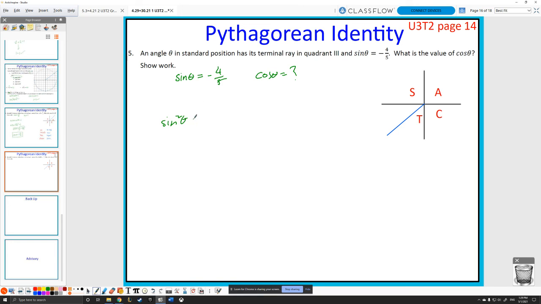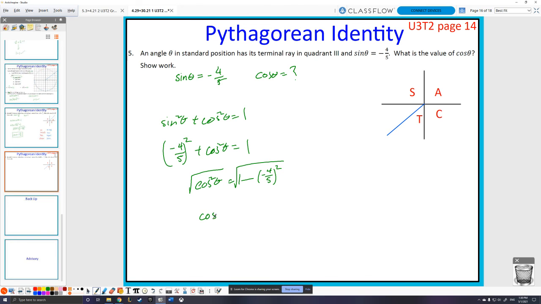Sine squared plus cosine squared is equal to 1. Sine is negative 4/5. And I don't know what cosine is, and that's what we're looking for. I'm going to start isolating the cosine, and I need to take the square root on both sides. Okay, and again, if you put this all in the calculator, you should find 3/5 as your answer. But again, this is a negative number because we're in the third quadrant.